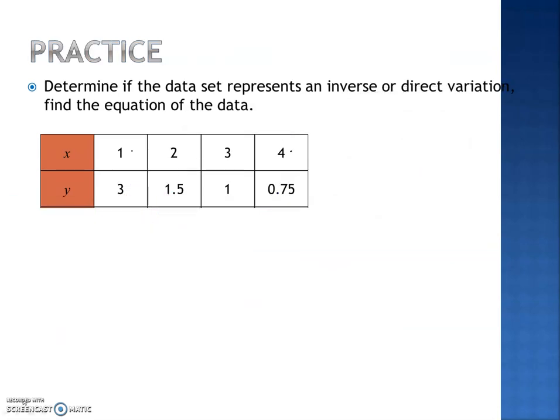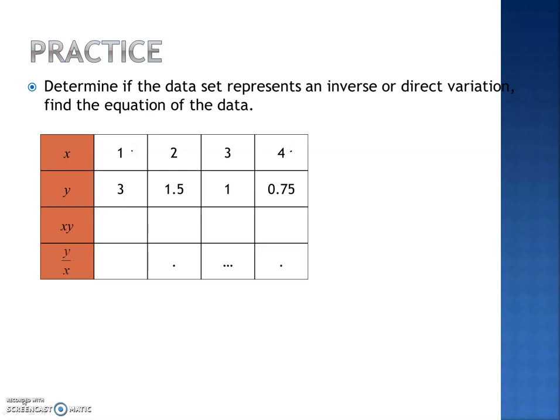Okay, you've got your chart. The first thing you want to do, draw 2 more rows. Okay, so we're going to do another example here. I've got x times y. So again, x times y, that's how we find if it's an inverse variation. Y divided by x is how we find if it's a direct variation.